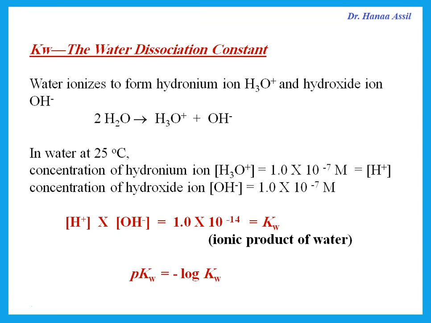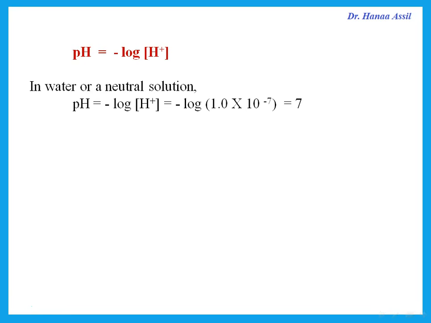You should know that pKw is minus log. The p of something is minus log of it. So the p of the ionic product is minus log of that number. You should also know that pH is minus log concentration of H+ ions. These are the equations that you're supposed to learn.